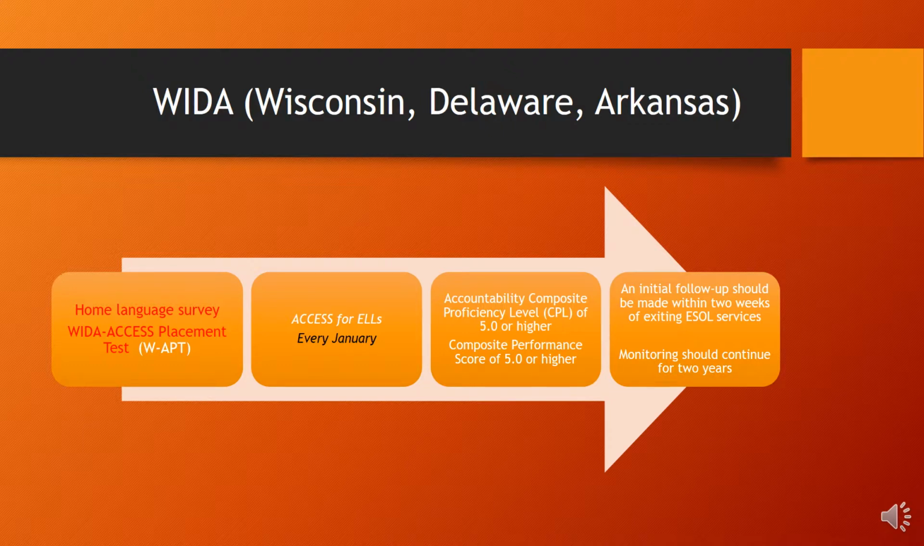Then based on their scores, it's 0 to 5, and 5 is proficient, and then they can test out of WIDA. But it's really hard for students to test out of WIDA, and I would be really surprised if most American-born, strictly English-speaking students would do well on it. It can be a pretty complicated test, especially with the higher grades. An initial follow-up is usually made within 2 weeks. Really, the monitoring goes for about 2 years. So it's hard to get out of the ELL.